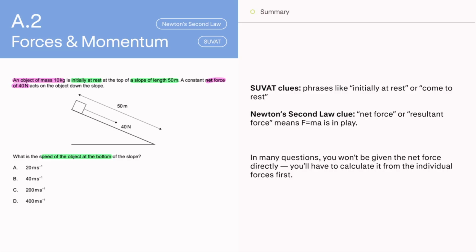In this video, you have learned how to identify SUVAT question clues. When you see phrases like "initially at rest" or "come to rest," you should ring the bell. For Newton's second law, the signal phrase is "net force" or "resultant force." However, many questions do not give the net force right away like this question does. Most of the time, you'll be given individual forces acting on the object, such as the push force or friction, and you'll need to work out the net force by yourself and plug it into the F equals ma equation.